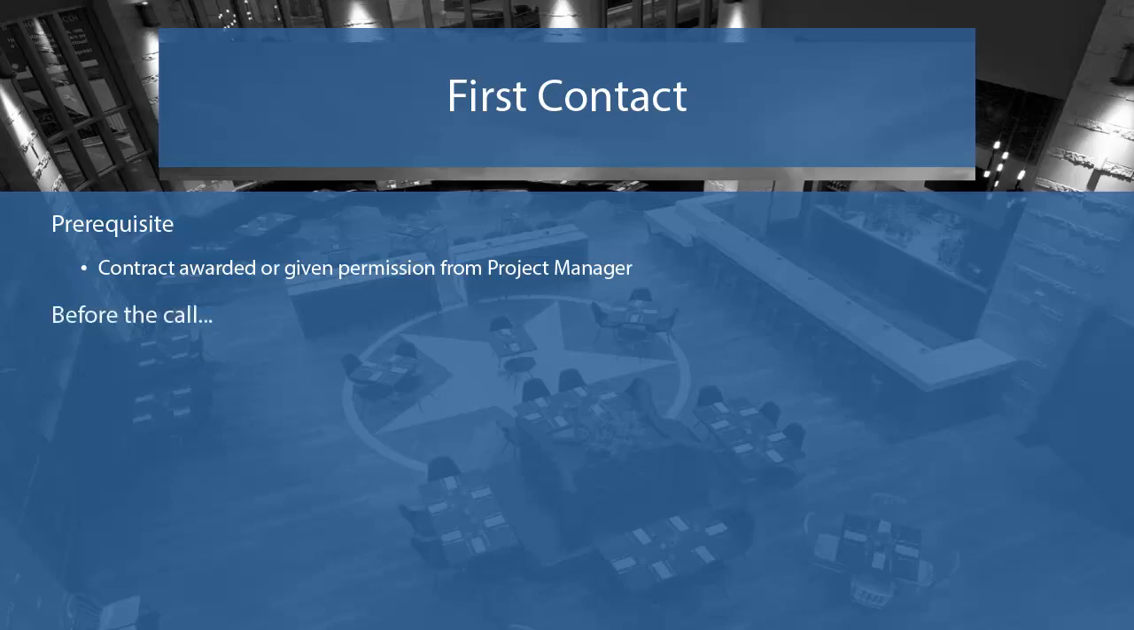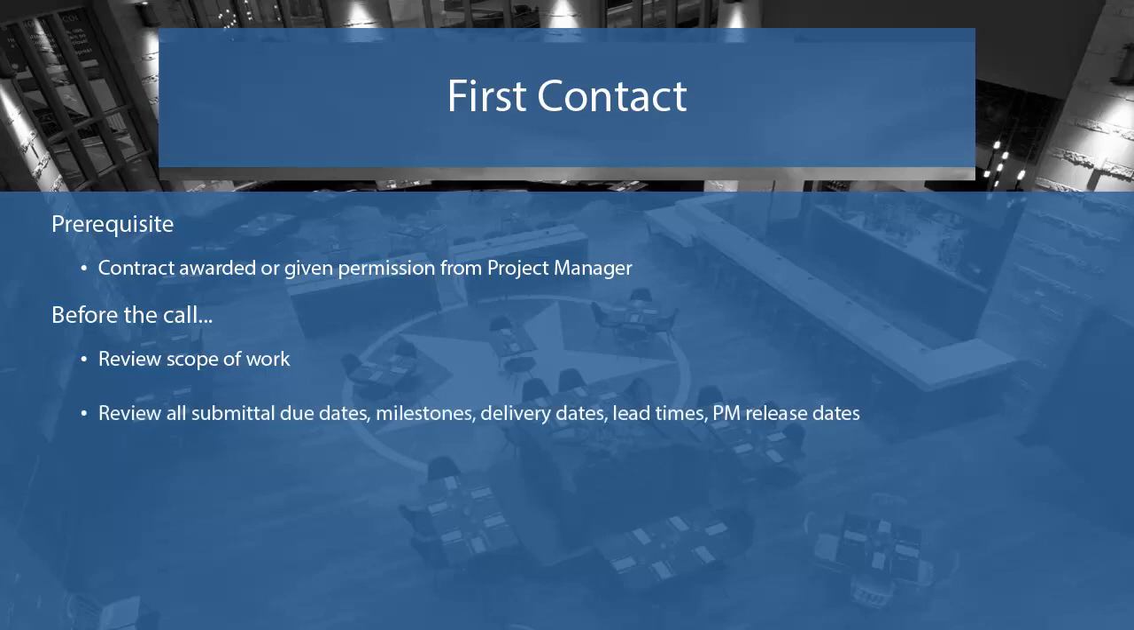The first step is to prepare for the telephone call. This involves reviewing the contract to determine scope of work, reviewing all submittal due dates, milestone dates, release dates and how they affect due dates, reviewing material lead times and scheduled delivery dates, and making sure you are ready to discuss all sections that apply to the subcontractor.